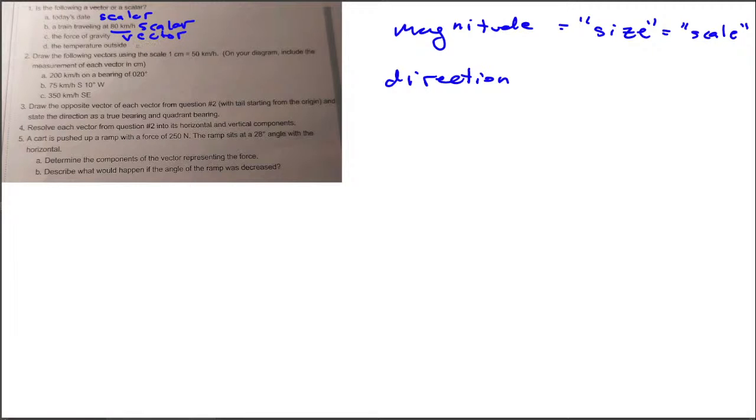The temperature outside: scalar, no direction. It has scale, or magnitude, but no direction. So that's what you need. For a vector, you have to have both. For a scalar, you just need scale.